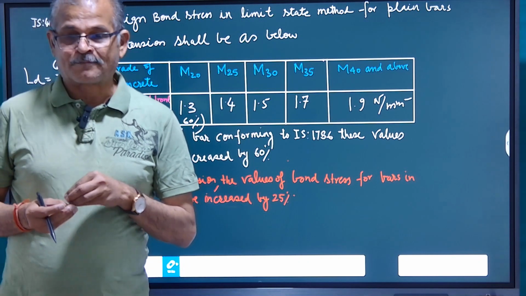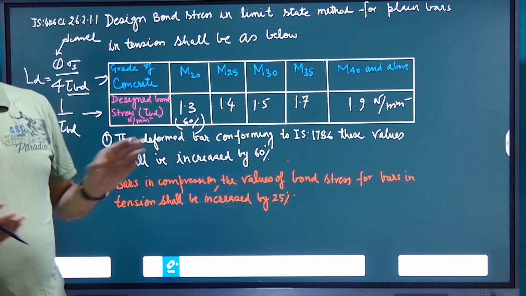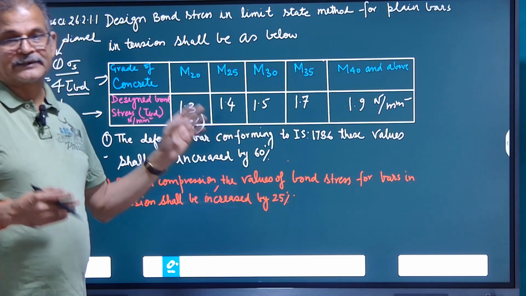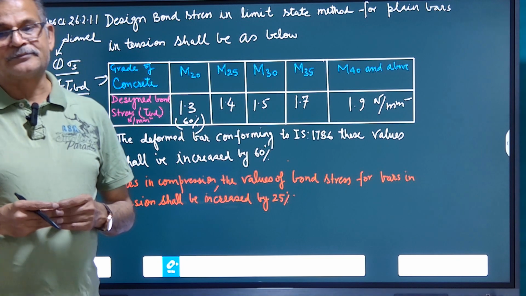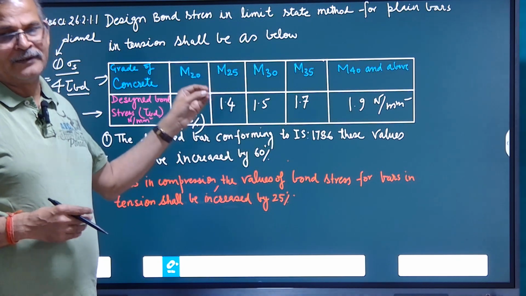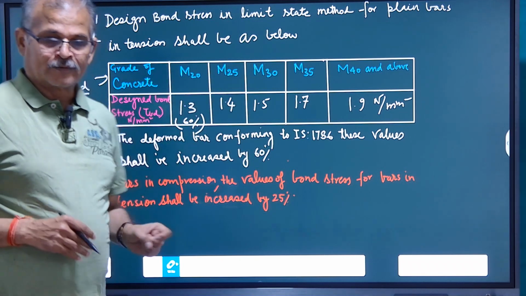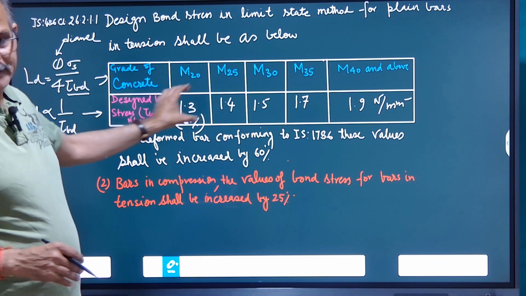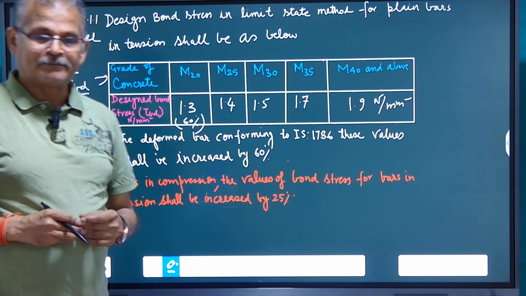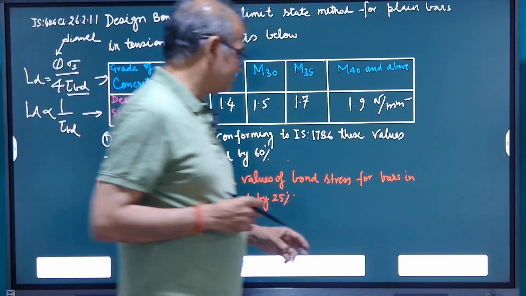Whatever bond stress we got for the TMT bar by increasing 60%, further it should be increased by 25% for use in compression. If it is mild steel or plain bar, then the same value can be increased by 25%. So this is the table given in IS 456, which can be directly referred to for getting the value of bond stress.